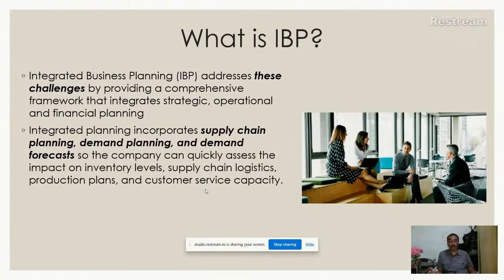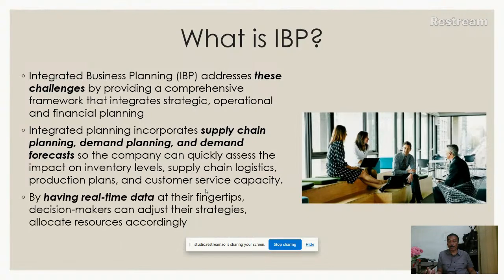Integrated planning incorporates supply chain planning and demand forecasting, so the company can quickly assess the impact on inventory levels, supply chain logistics, production plans, and customer service capacity. By having real-time data at their fingertips, decision makers can adjust their strategy and allocate resources accordingly. So it involves extensive usage of IT tools. Not all organizations can afford this, but from the job postings you can see most multinational organizations might have already invested, or they are looking for consultants who have supply chain domain knowledge as well as this IBP knowledge.